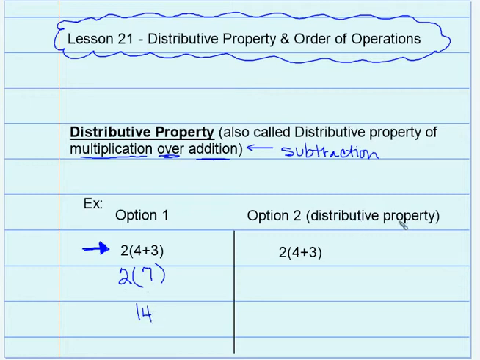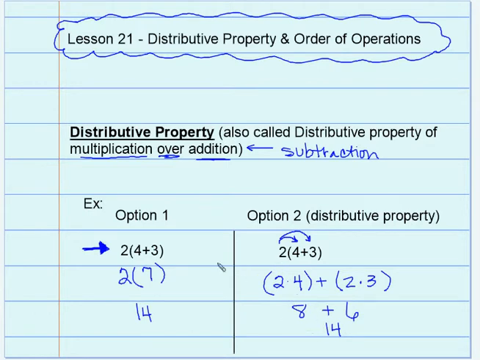Option 2, the distributive property. Remember, we are going to multiply over that addition. So what I do is draw little arrows to tell me that I am going to distribute, or give, that 2, that factor of 2, to both of those terms. So I am going to take 2 times 4 and add it to 2 times 3. What is 2 times 4? That is 8, and what is 2 times 3? That is 6. 8 plus 6 is 14. So you can see we get the same answer.